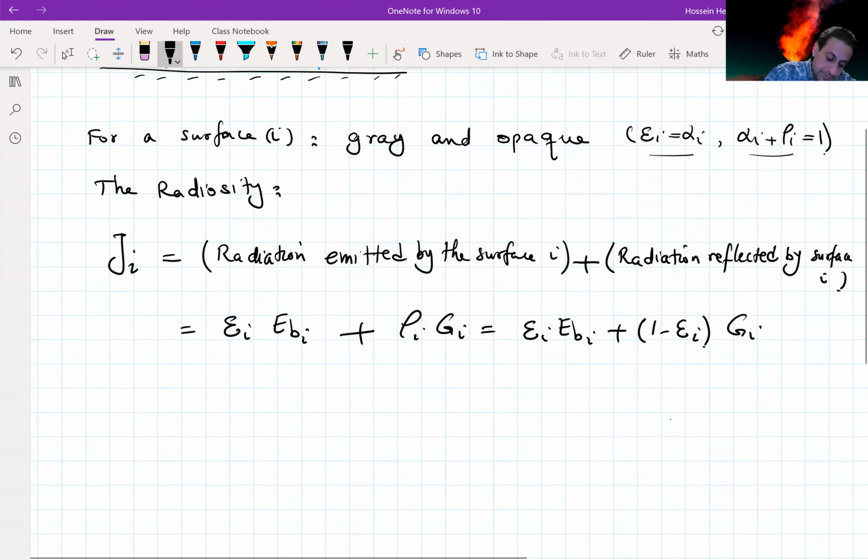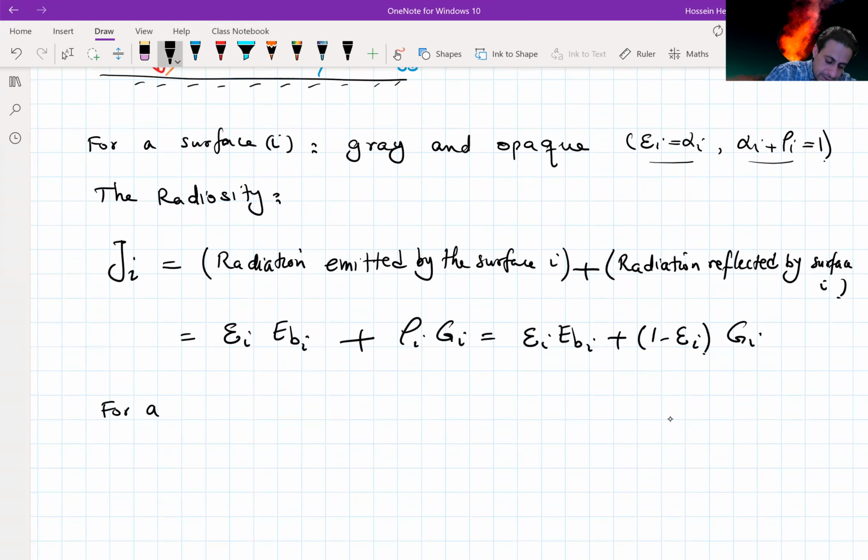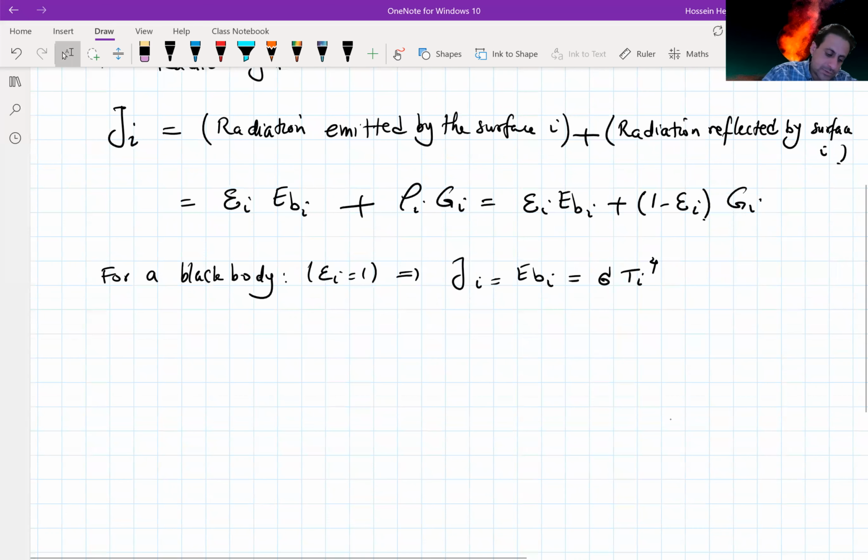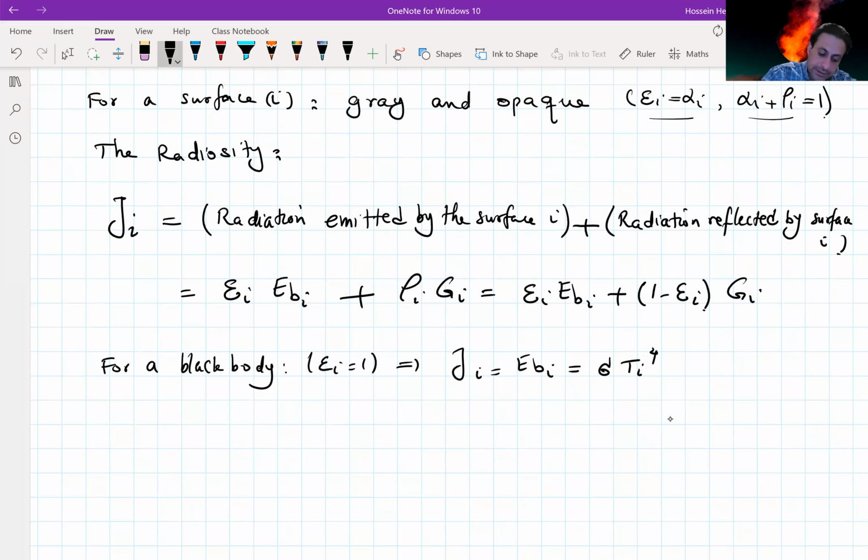For a black body, just a reminder, recall that for a black body epsilon I was 1. So what does that mean? J is equal to EBI, which is sigma Ti to the power of 4. So this is the radiosity J for the gray and non-transparent surface.